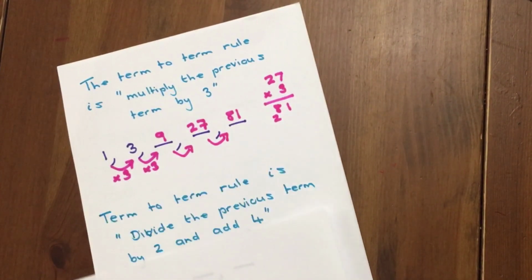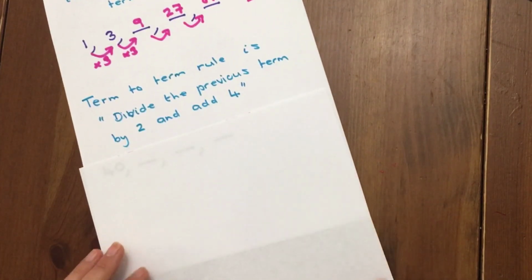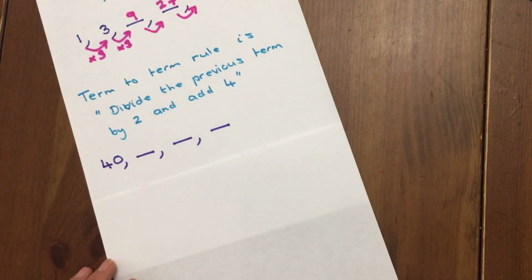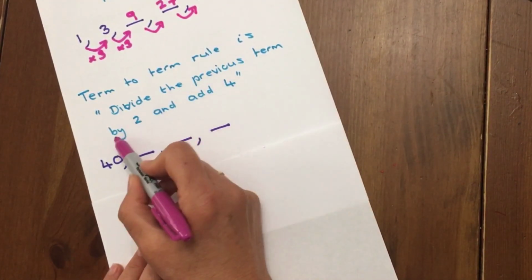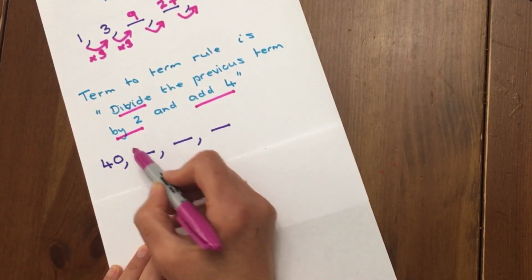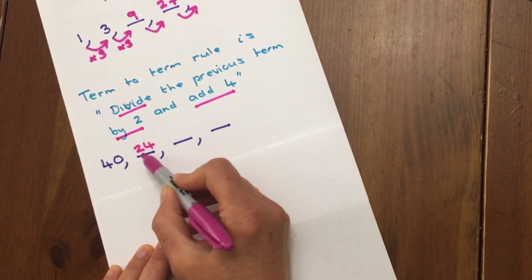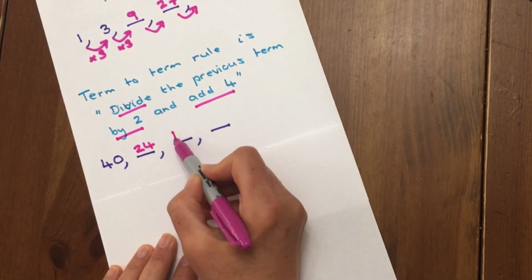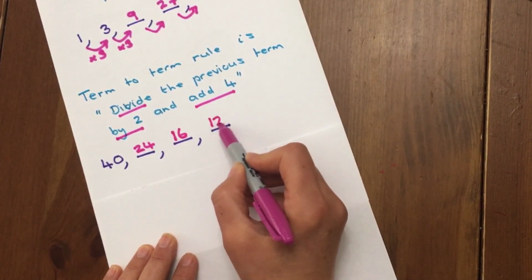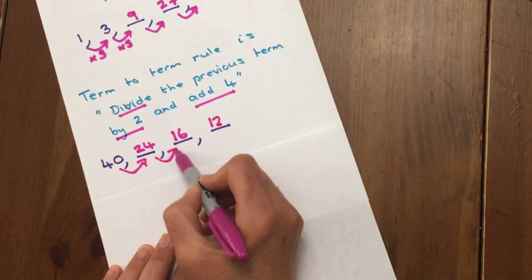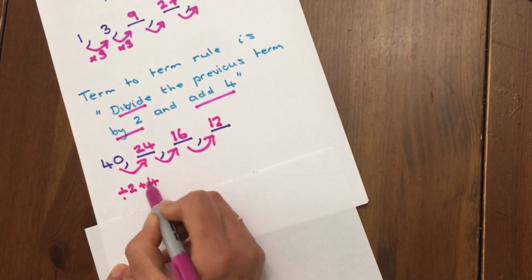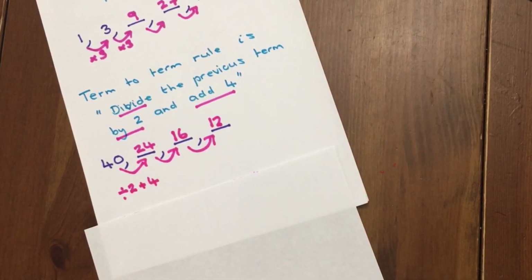Okay. Something slightly harder now, okay? We're going to divide the previous term by 2, then add 4. So we've got 2 operations. We're going to divide by 2 and then add 4. So divide by 2, 20, add 4. Divide by 2, 12, add 4. Divide by 2, 8, add 4. So to get from each term to the next term, each time I'm dividing by 2 and adding 4. So just double check that that makes sense to you.